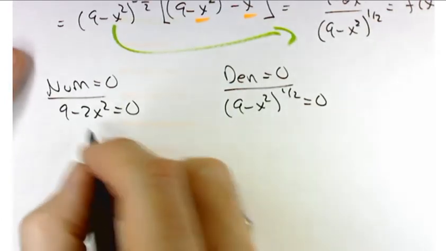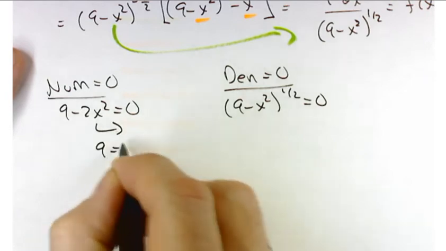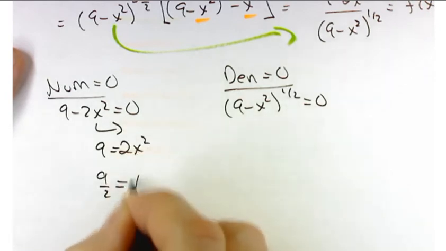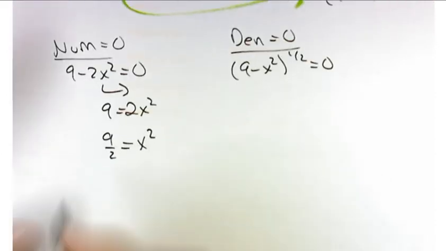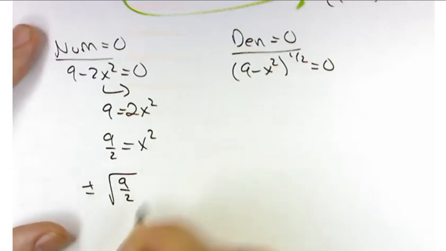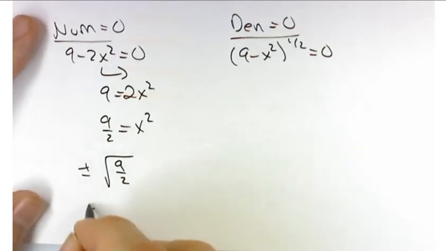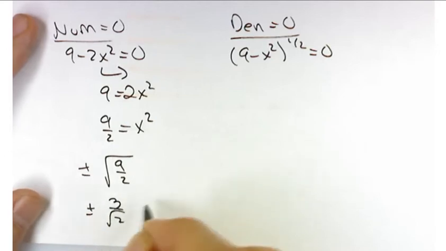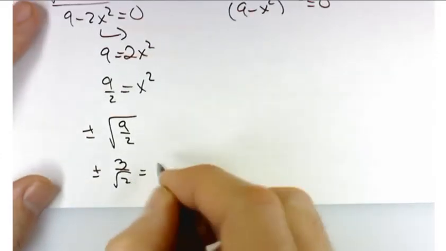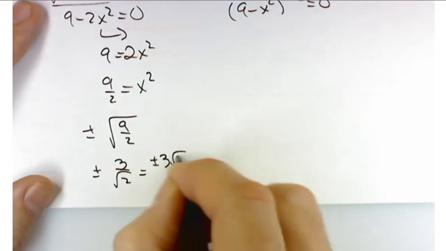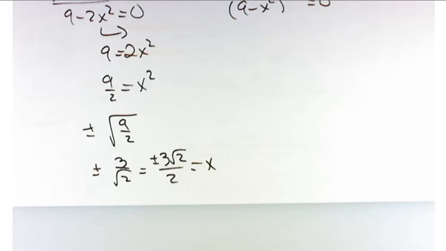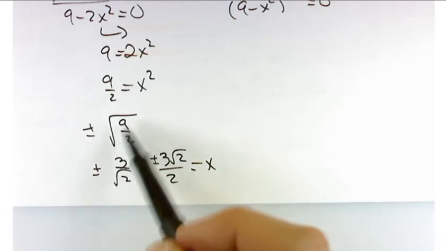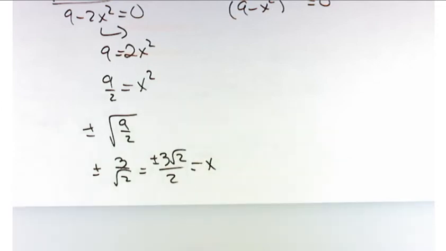For the numerator, I'd move the 2x squared to the other side to make it positive. And then use the square root property. Plus and minus the square root of 9 over 2, which is plus or minus 3 over the square root of 2. You can rationalize that if you want. This is not an algebra class, so I'm not really going to worry about it, but I will do it here for you. 3 square roots of 2 over 2. It might be just as easy to find a numerical value based on the square root of 4.5. It's probably the easiest thing to do.